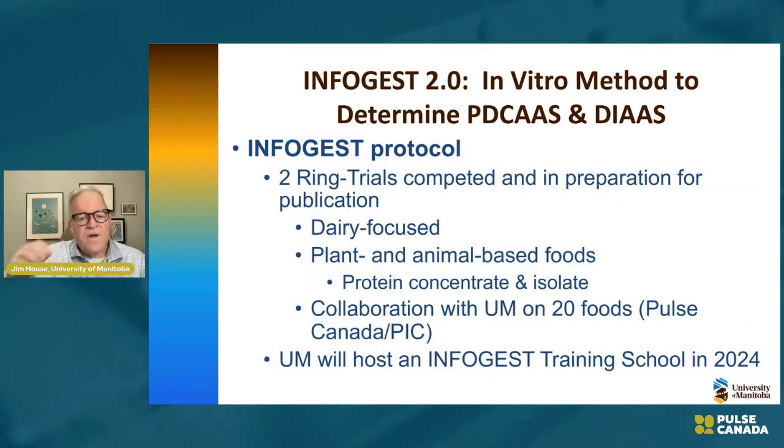So with the InfoGEST protocol, there are two ring trials that have been completed and are in preparation for publication. The dairy-focused one, and then a plant and animal-based foods one. With collaboration from our lab, we're working with the primary group working on this method, and with funding from Pulse Canada and Protein Industries Canada, we've measured the DIAAS on 20 foods, and we've also inserted the inclusion of protein concentrates and isolates into a major ring trial that's happening across Europe. And so we're also involved in that.